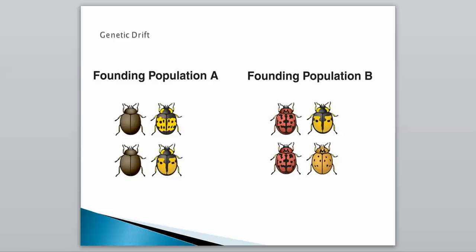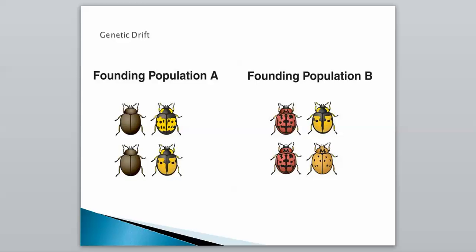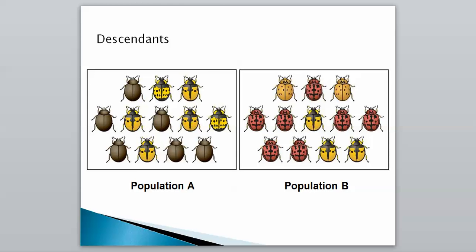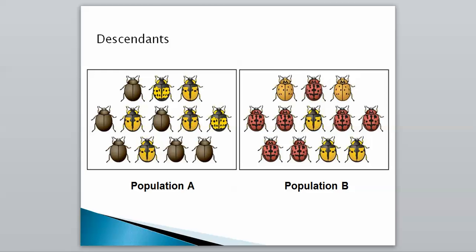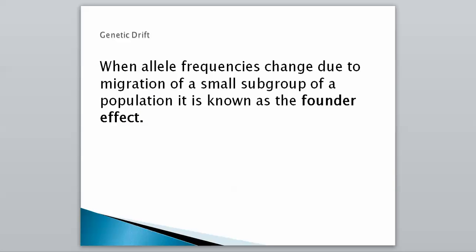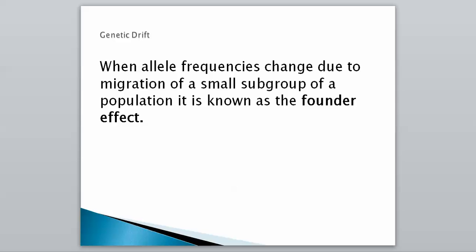Now if we look, our population A is a mixture of mainly brown and yellow, because our founders for population A were brown and yellow with a little bit of orange. Then in population B we have red, orange, and yellow, and the majority are red, orange, and yellow, again because those are the founders of that population. So when population B left, they became completely different from population A.